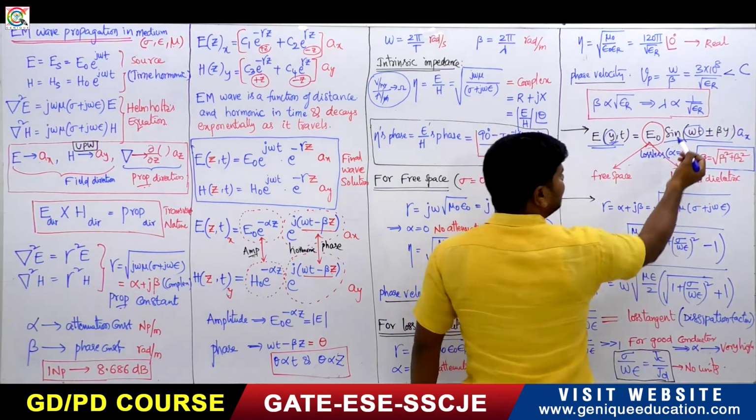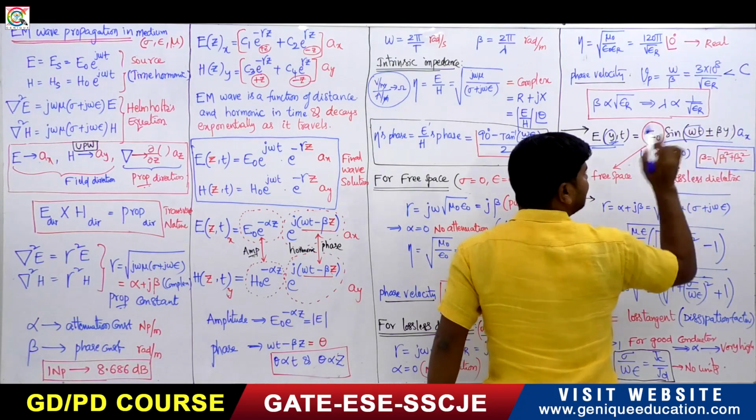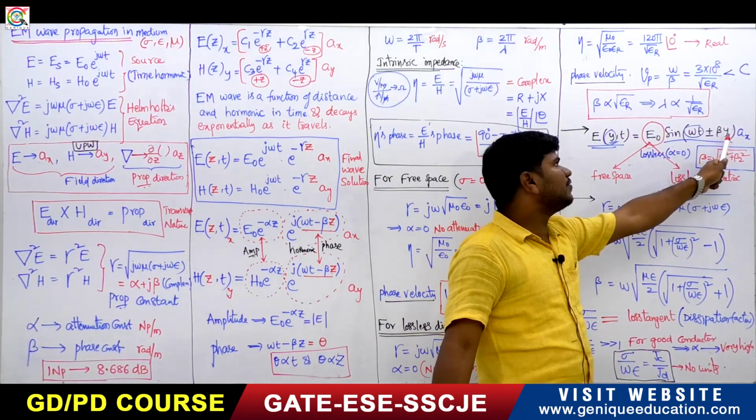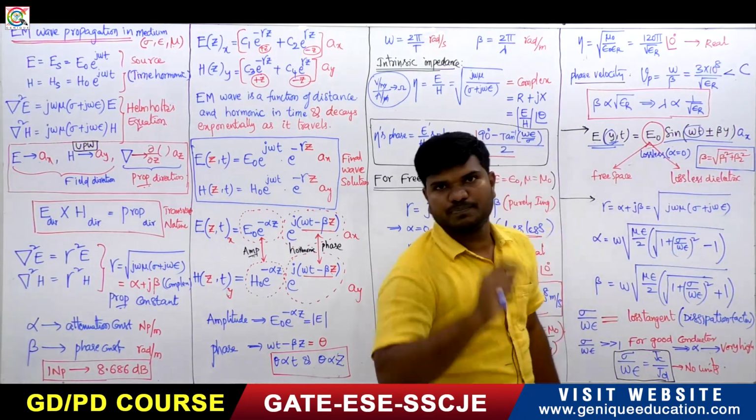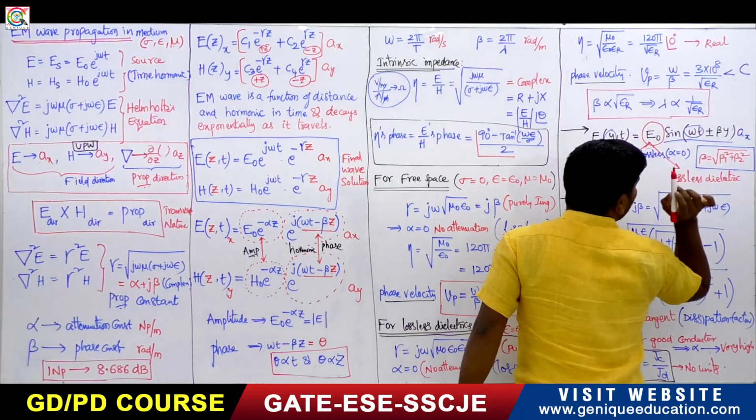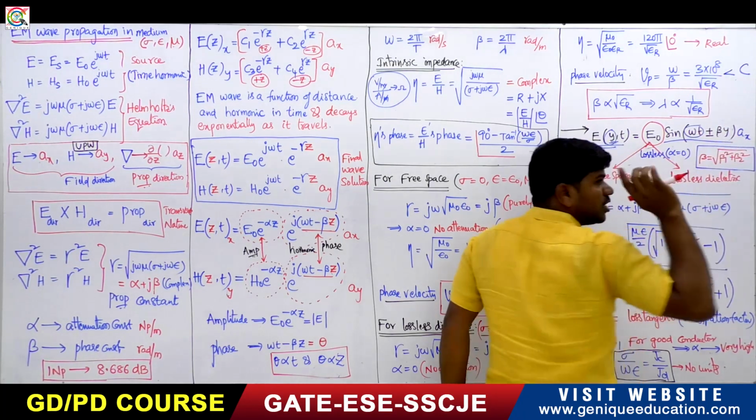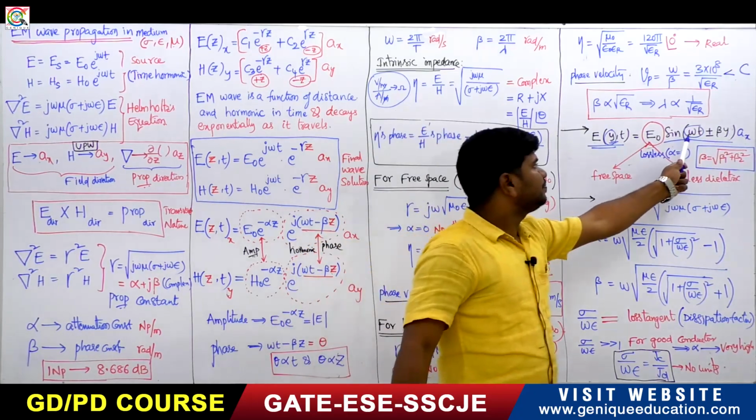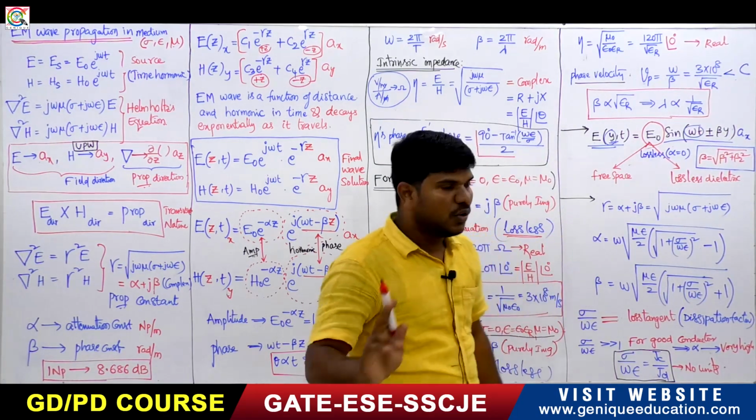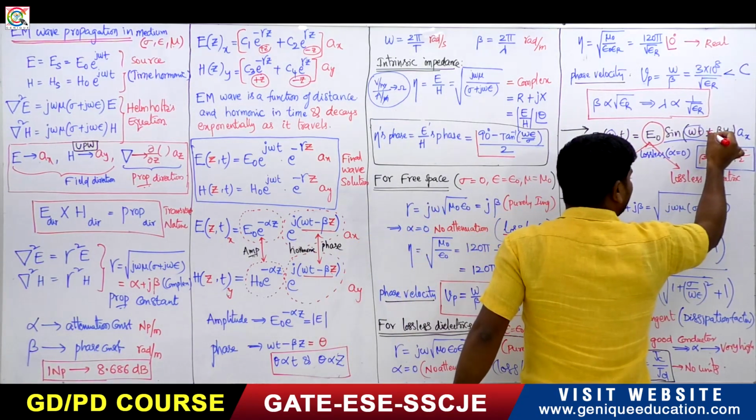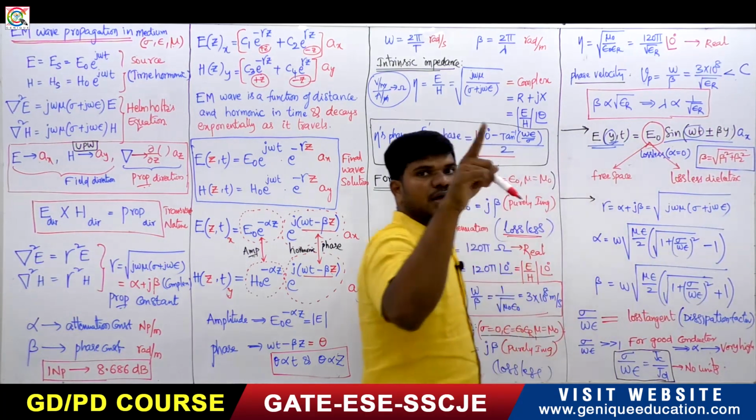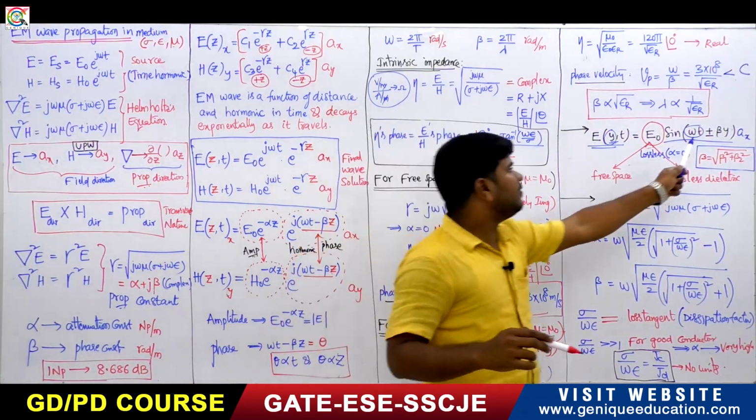Always remember, the multiplication factor of time represents the omega, and the multiplication factor of space represents the beta. This is the point you have to understand. It is the phase constant per unit time, and it is the phase constant per unit distance. Whenever there is a plus here, if you use the plus here, it is representing the negative ax direction.